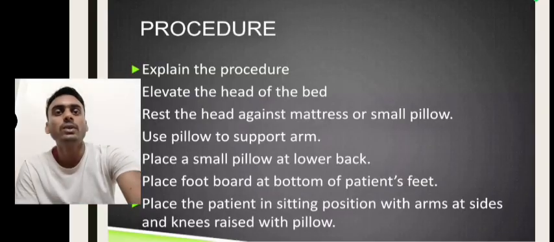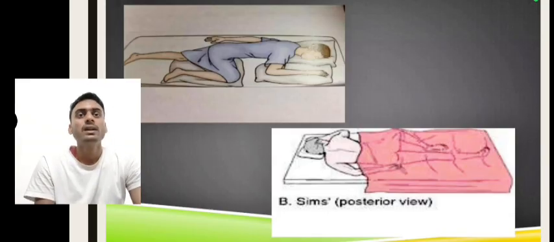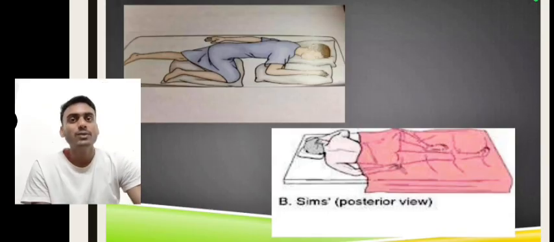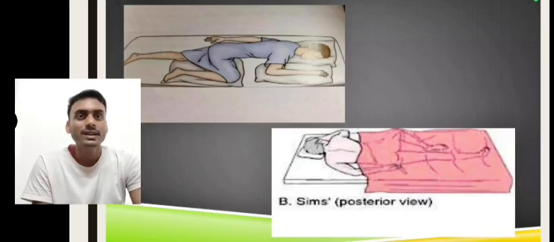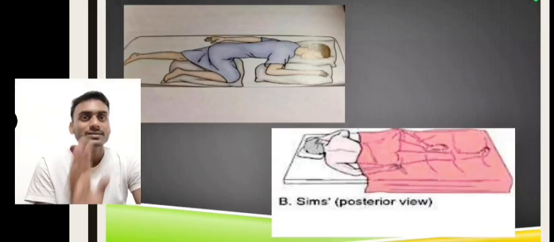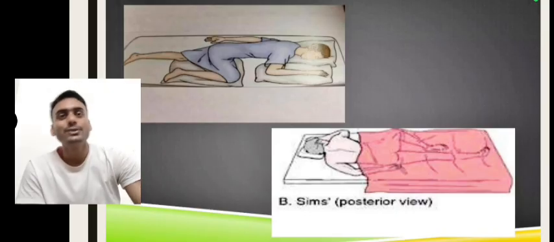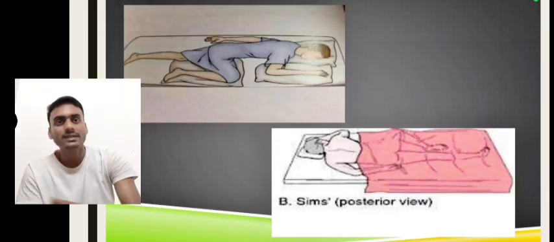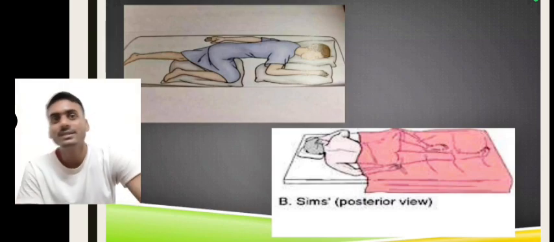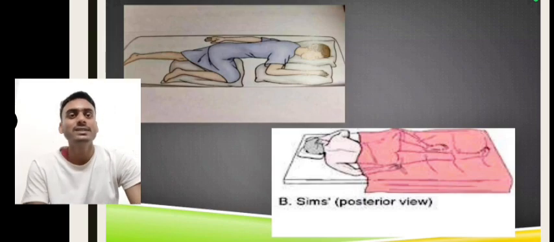Now we discuss the next position, that is Sims position. If you lie down like this, most people in a dreaming condition during sleeping time, this position is common. Your leg will be flexed and your arm will be placed like this, with one arm behind the body. So this is a Sims position.